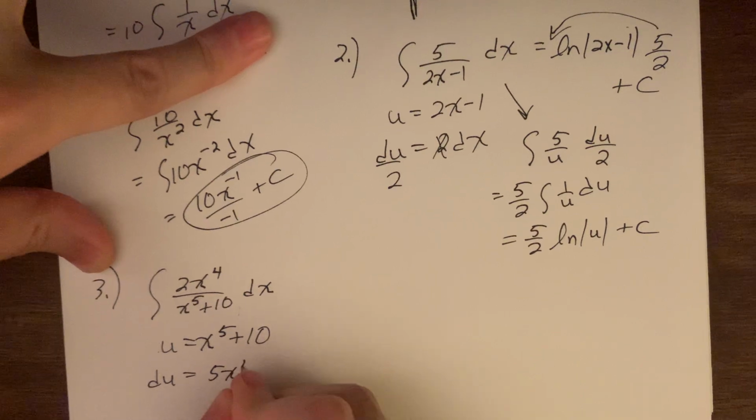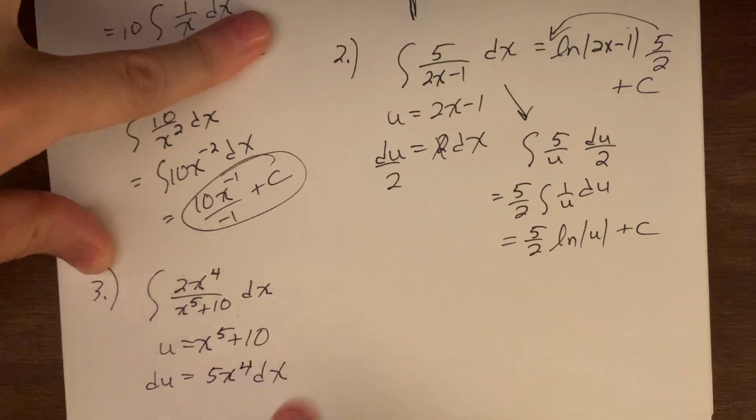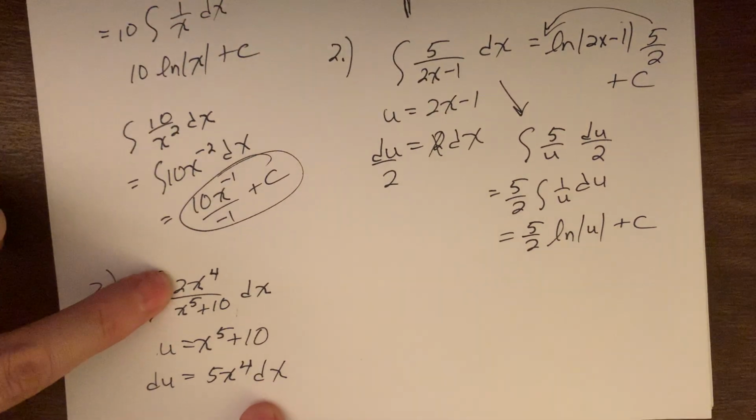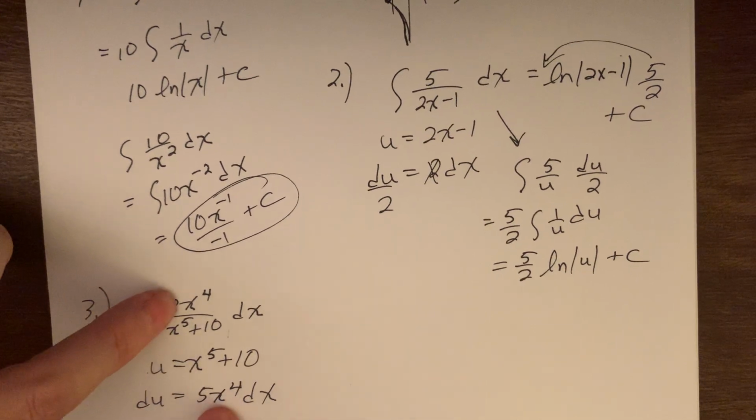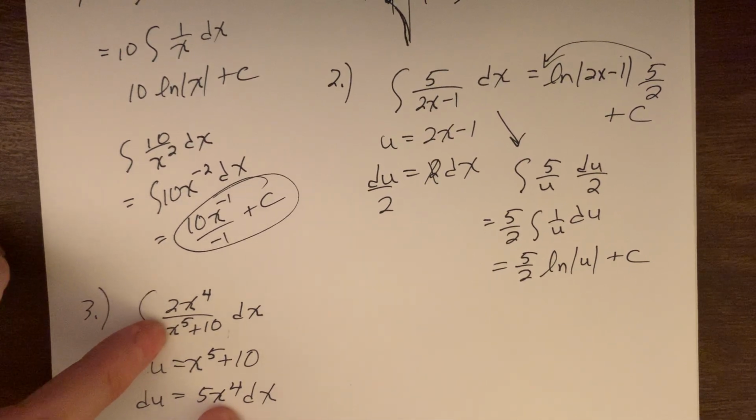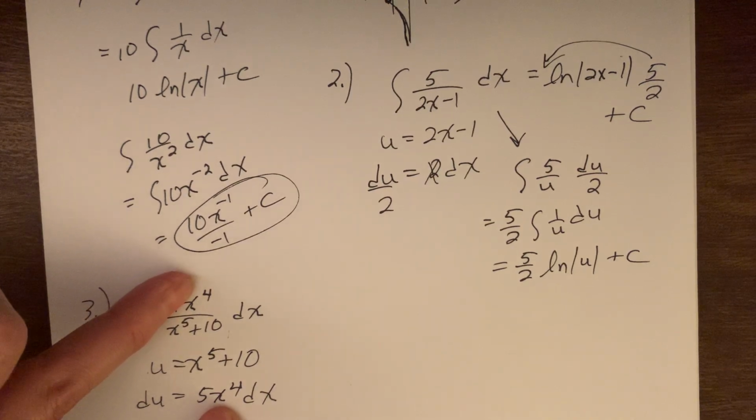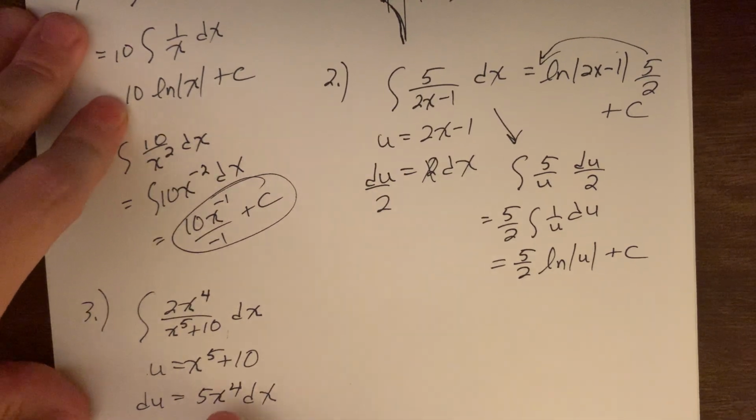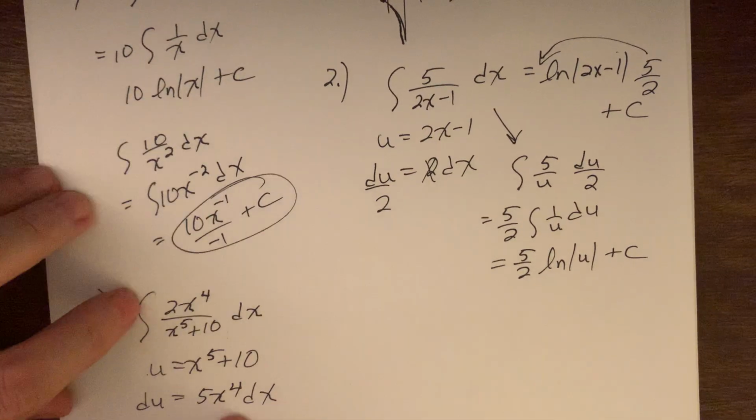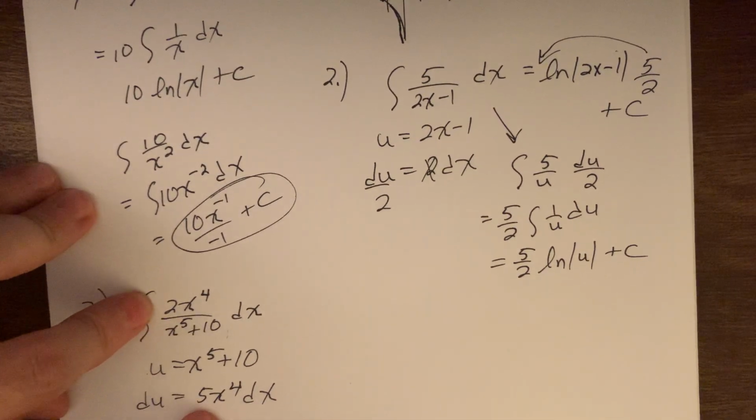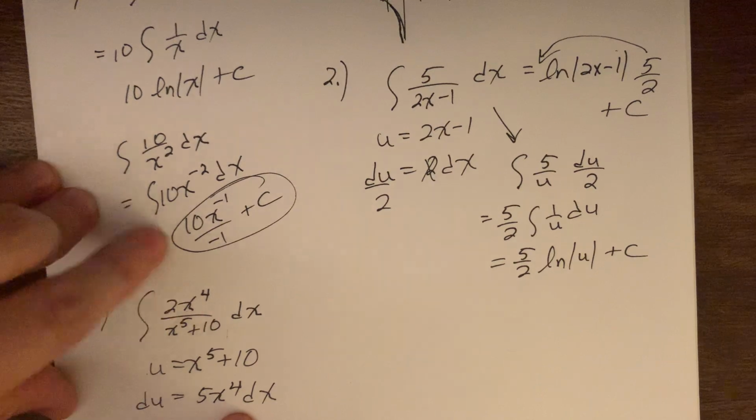Du is 5x to the 4th dx. As I always try and point out, I'm already feeling good. If I'm picking the denominator to be u, I'm concerned that that x to the 4th is going to need to cancel with something, and there's the x to the 4th for it to cancel with. I don't care about the 2 and the 5 reducing or not reducing. It's the x's that have to go.